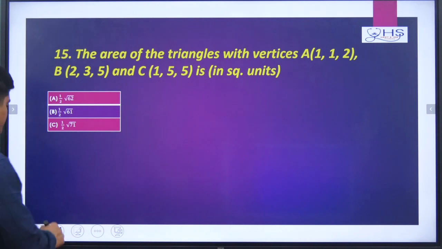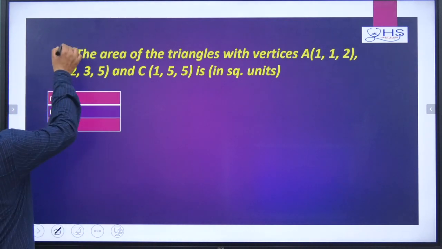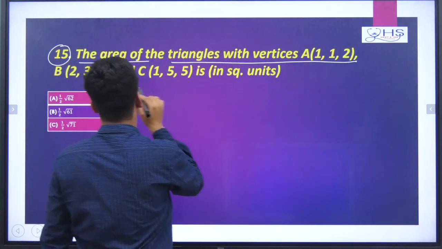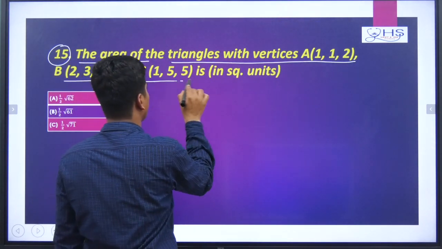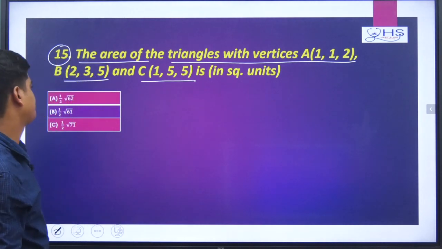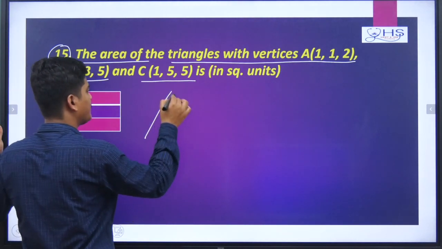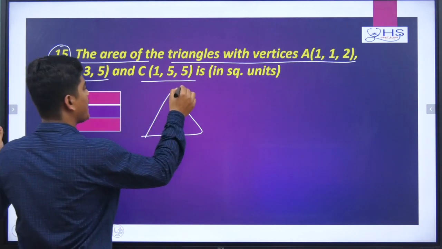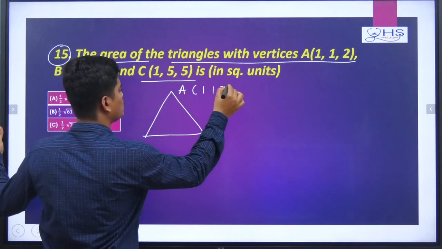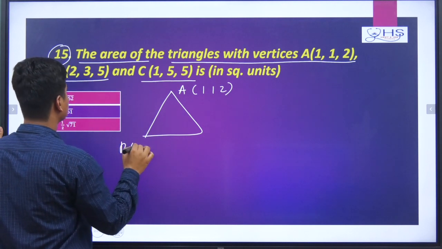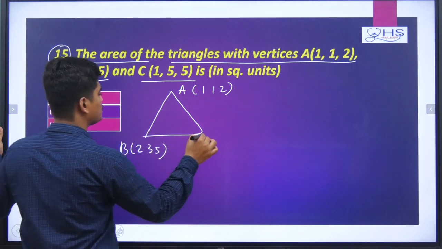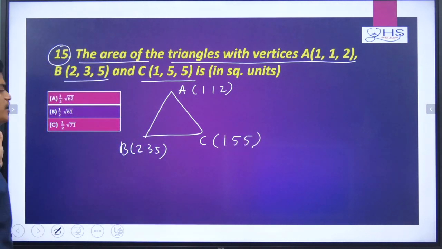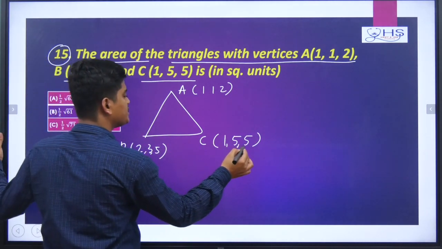Now understand the question. It is asking the area of a triangle with vertices A (1, 1, 2), B (2, 3, 5) and C (1, 5, 5). They have given a triangle here, and three options are given also. Here A equals 1, 1, 2, B equals 2, 3, 5, C equals 1, 5, 5. The commas mean that the x, y, z values are given.